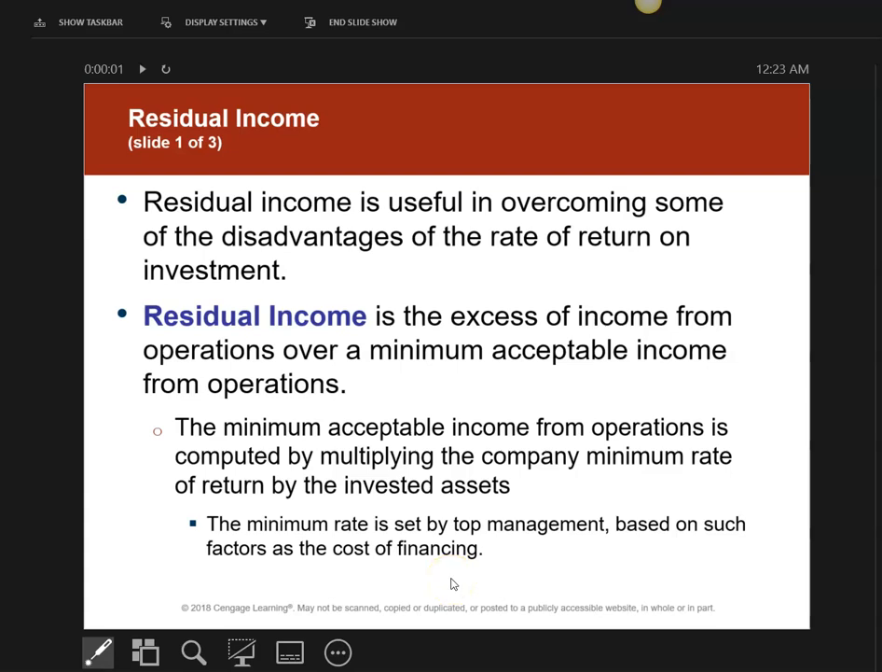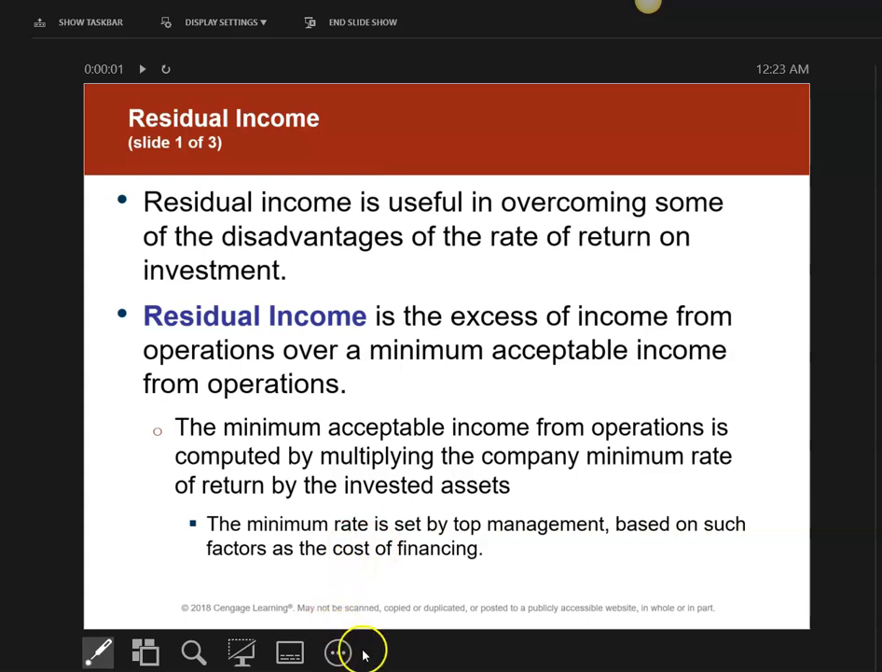We're going to talk about what we call residual income. Residual income is the excess of income from operations over the minimum required by me. So if my minimal acceptable income is $100,000, then anything over $100,000 is what I call my residual income. In order to have a residual income, I have to have what we call a minimal rate.